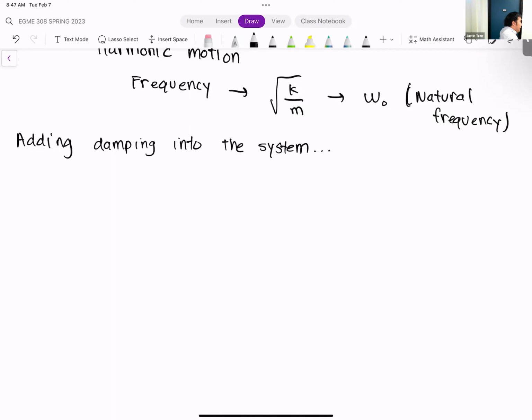What's interesting about the damping, and I think this is usually the part that's not talked about a lot in previous courses, is that the way it works is that it scales based on the velocity of the system. Basically, the faster you're going, the faster your velocity, the more damping you experience.